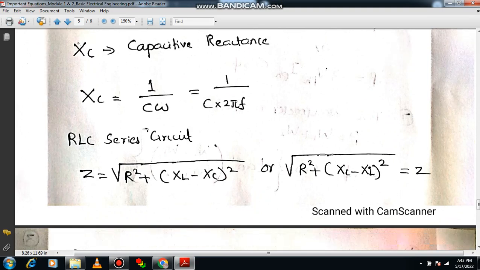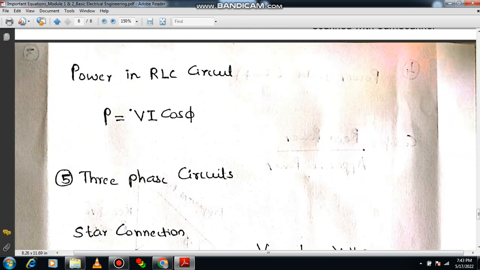In the case of an RLC series circuit, I can write Z equals square root of R square plus (XL minus XC) the whole square. Okay, if XC is greater than XL, I can write Z equals square root of R square plus (XC minus XL) the whole square. So power consumed in an RC circuit can be written as P equals VI cos phi.